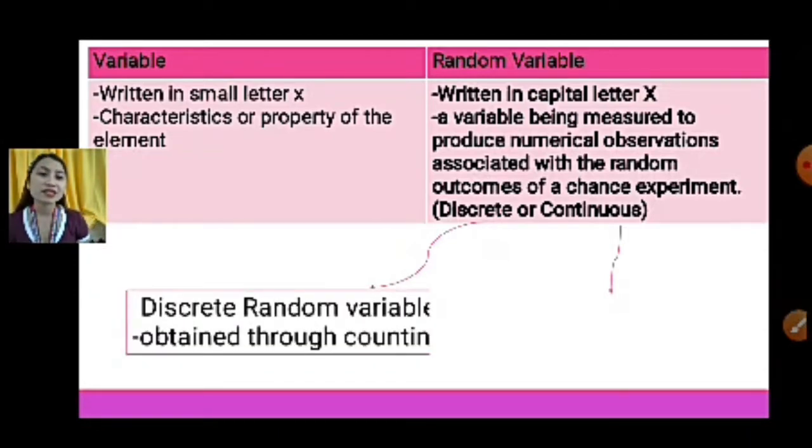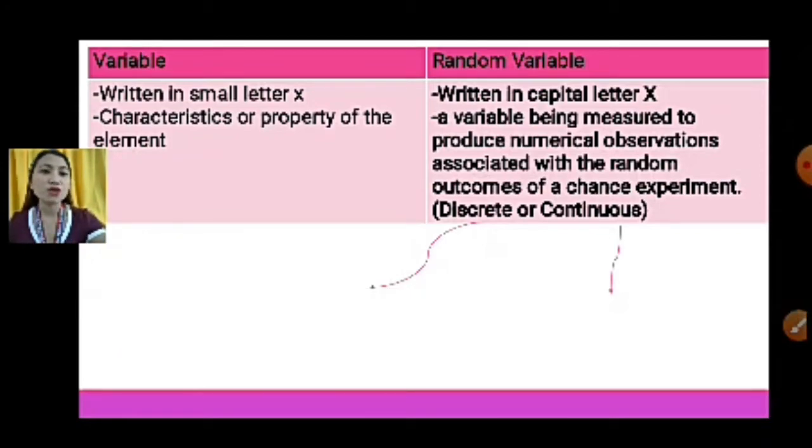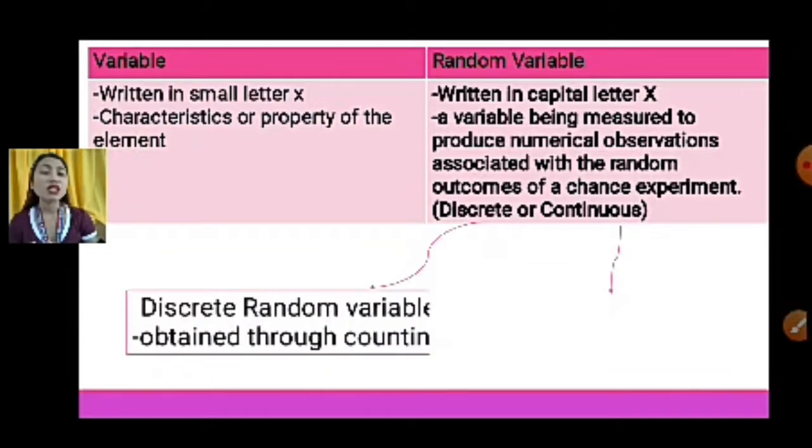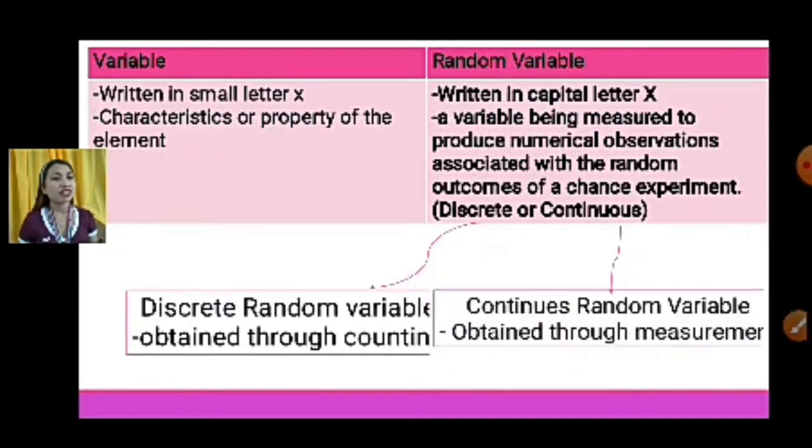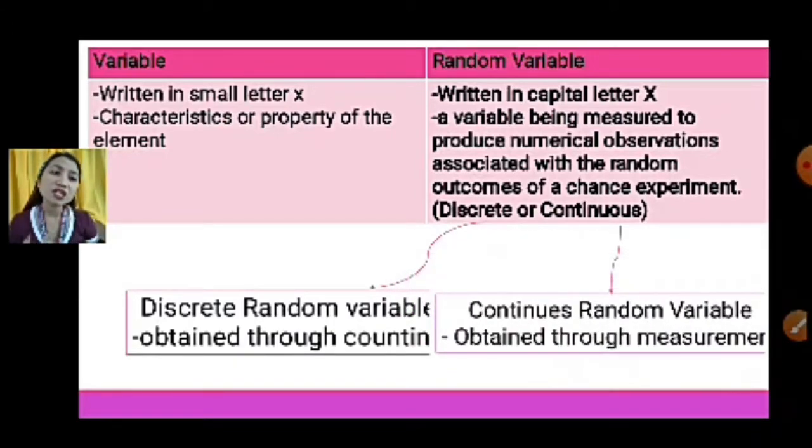So when we say discrete random variable, it is obtained through counting. So the discrete random variable is obtained through counting. I'm sorry, students, since the G is being cut. So let's proceed with the continuous random variable. Continuous random variable is obtained through measurement.